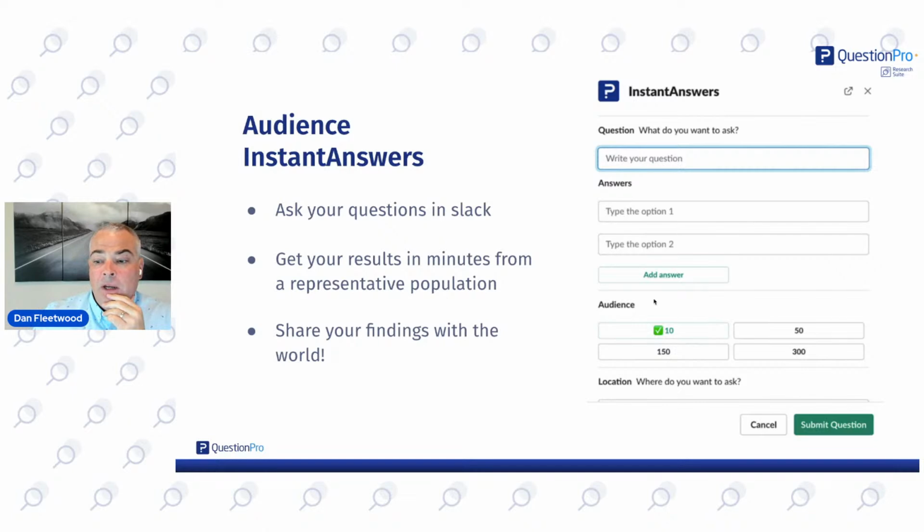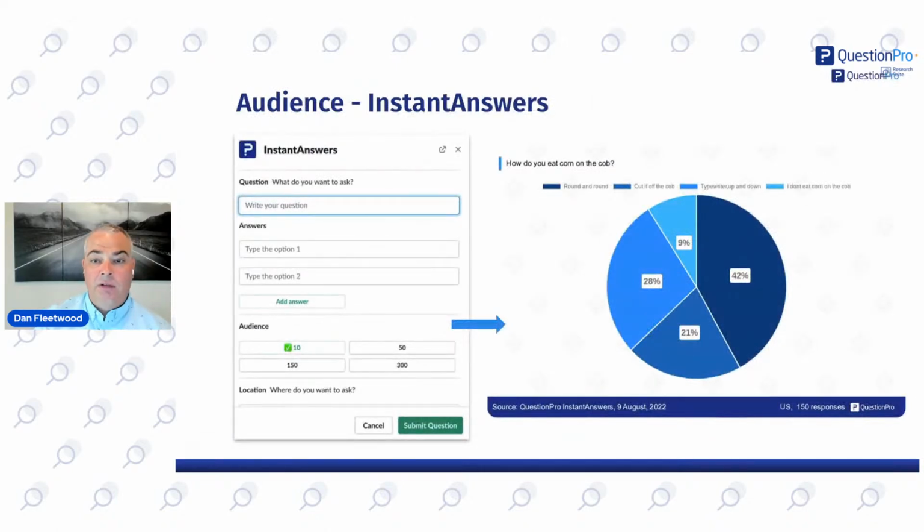So you would come in here, type in a Slack command, /question. It comes in here and you can write the question, type in the answer options, choose how many you want to send it to, or how many completes you want to get rather. And then the location, do you want the US, do you want the UK? And then you can submit the question and then you get those results back. So this is an example of a chart that would be returned to you directly into your Slack channel that you created the question in.